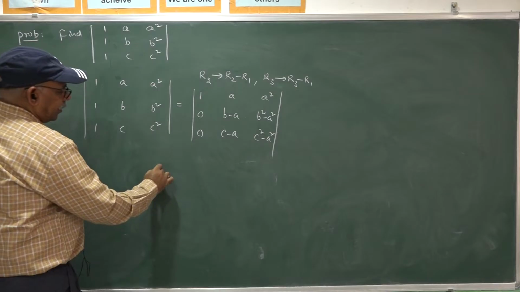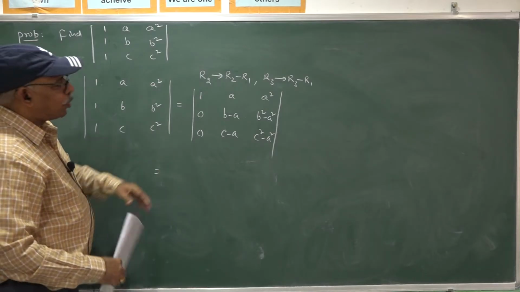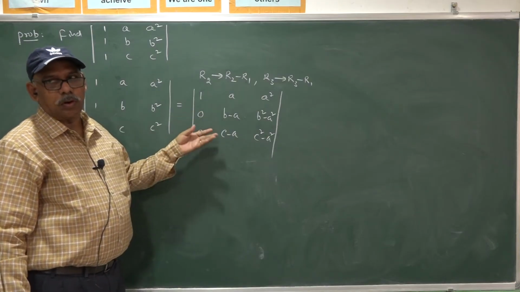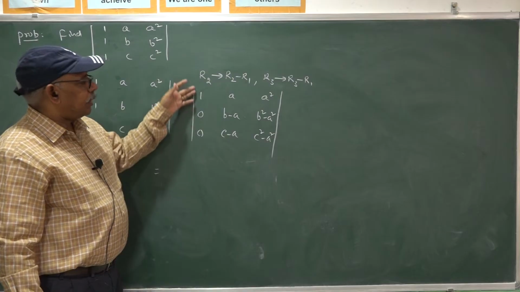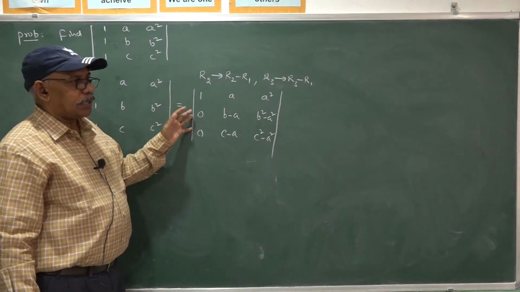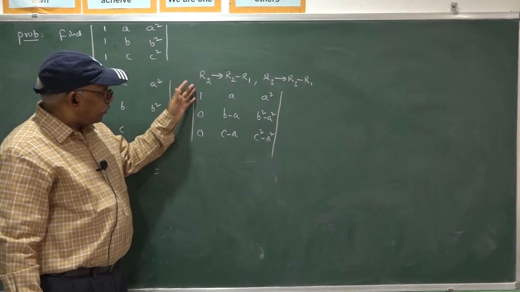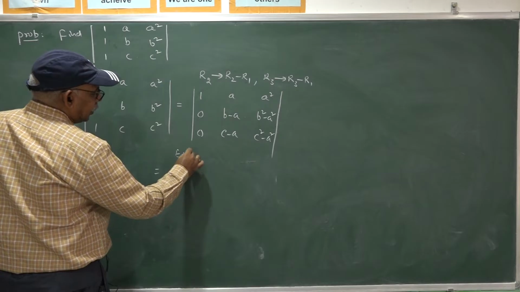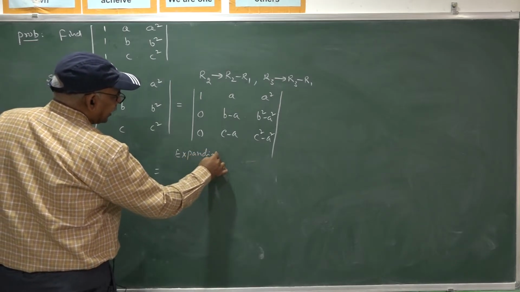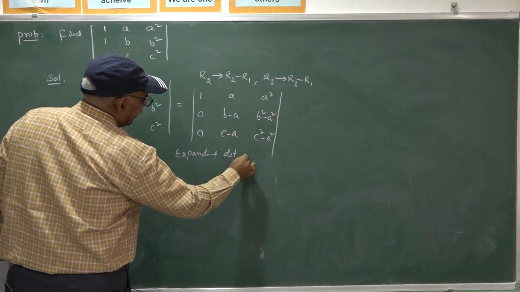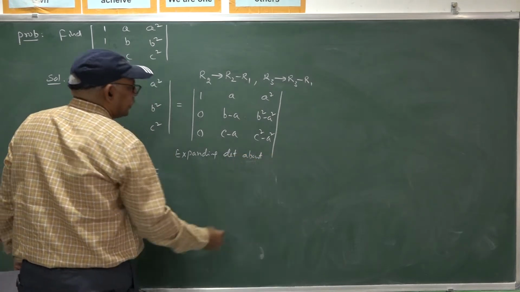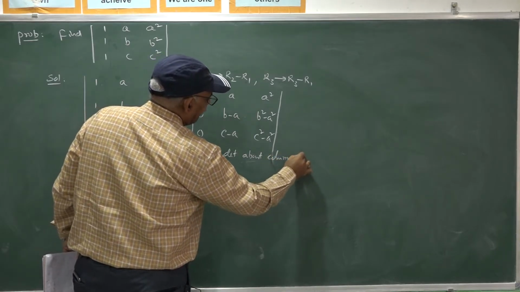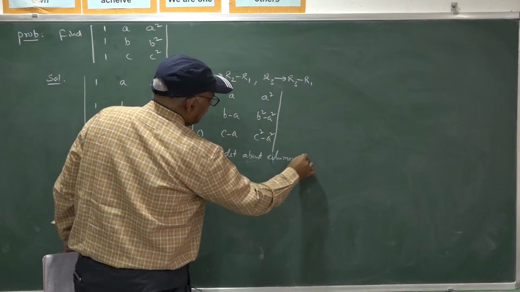Now, evaluate the determinant about the first column. You can evaluate the determinant about any row or any column. So, here I will expand the determinant about the first column, column 1.